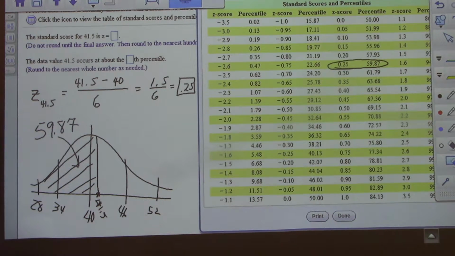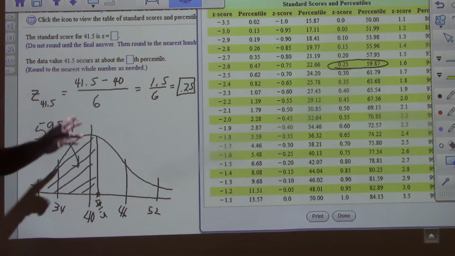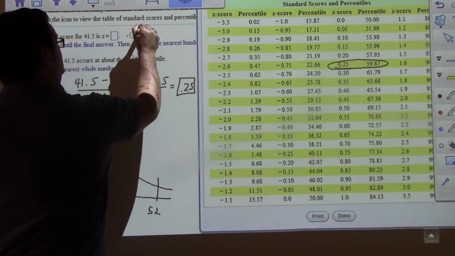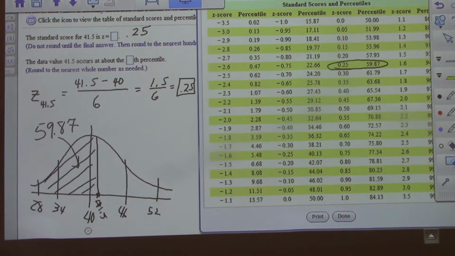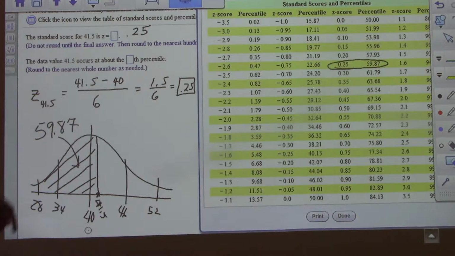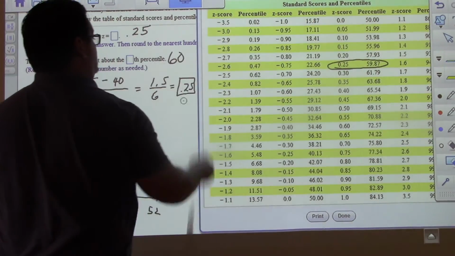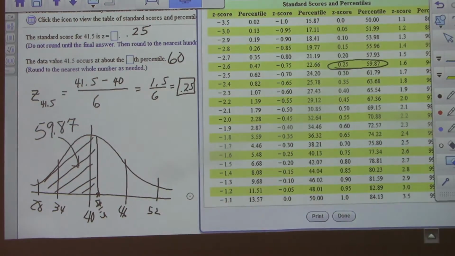And let's make sure that that's what they're asking about. It doesn't say greater than, so now the standard score is 0.25. The data value is above 50, it would be about the 60th percentile. So 0.25 and 60th percentile.